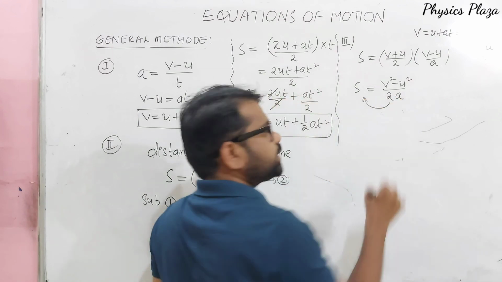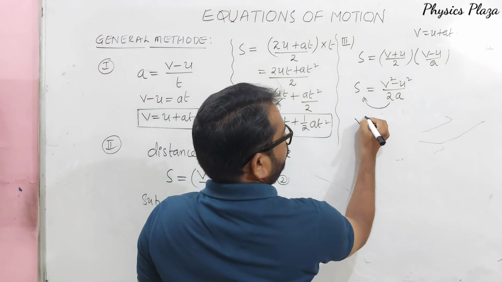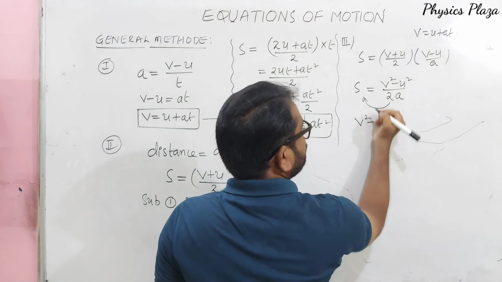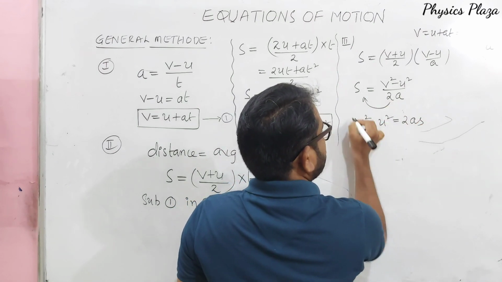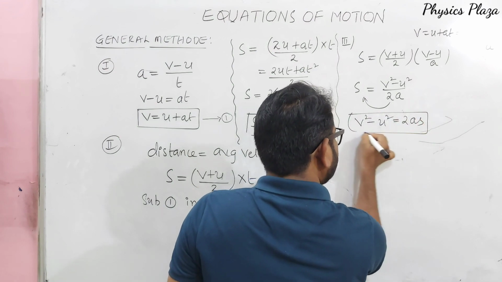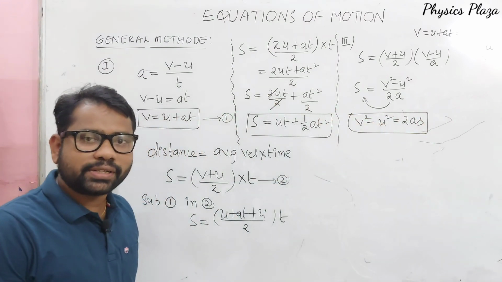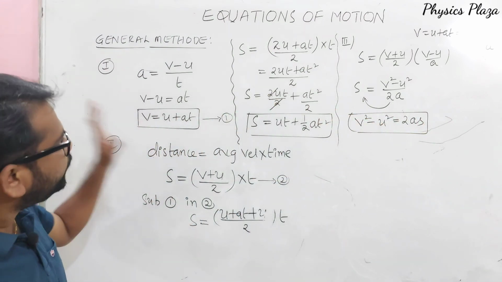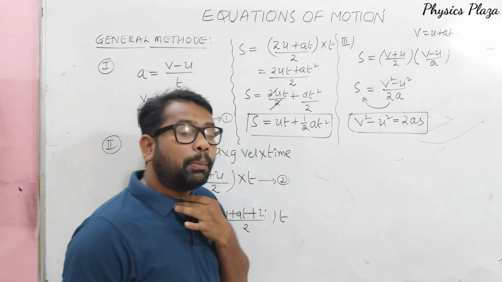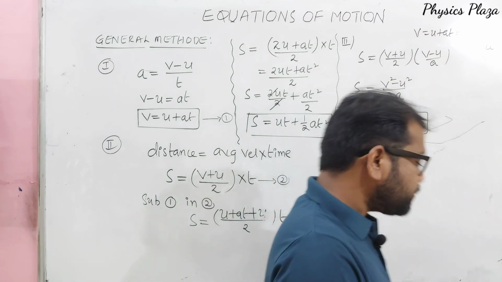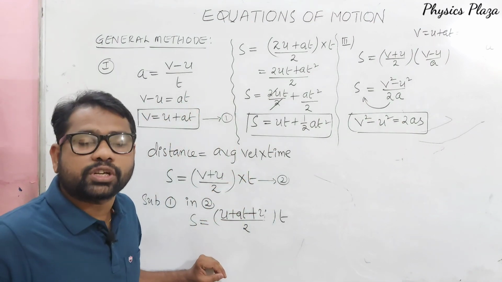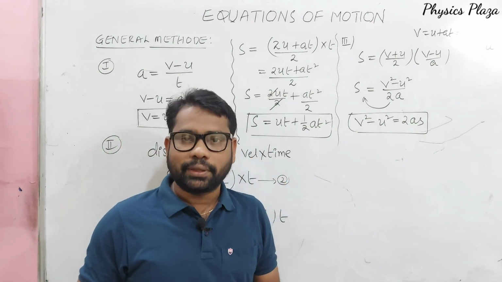So, take this 2A to this side, then it will be V square minus U square is equal to 2AS. So, children, this is the third equation of motion. Okay, children, this is how we can derive the equations of motion, but it is a general method. Now, we will see how we can derive the equations of motion by using a graphical method.